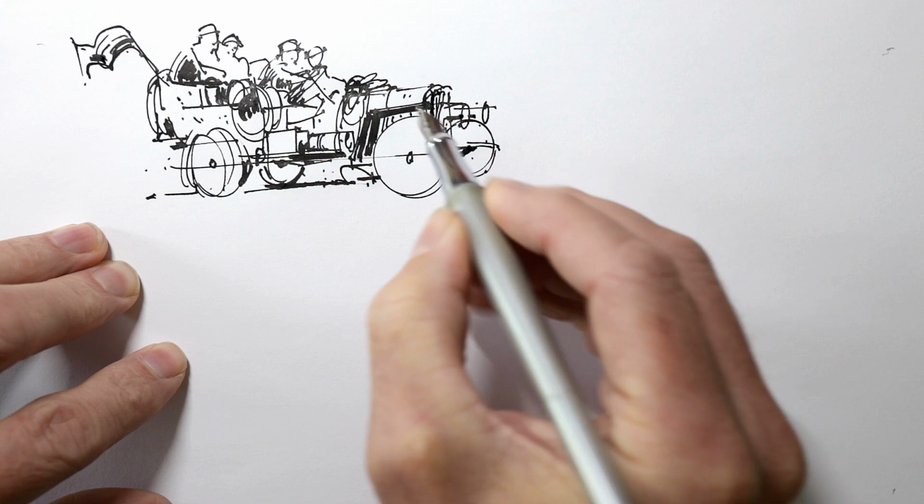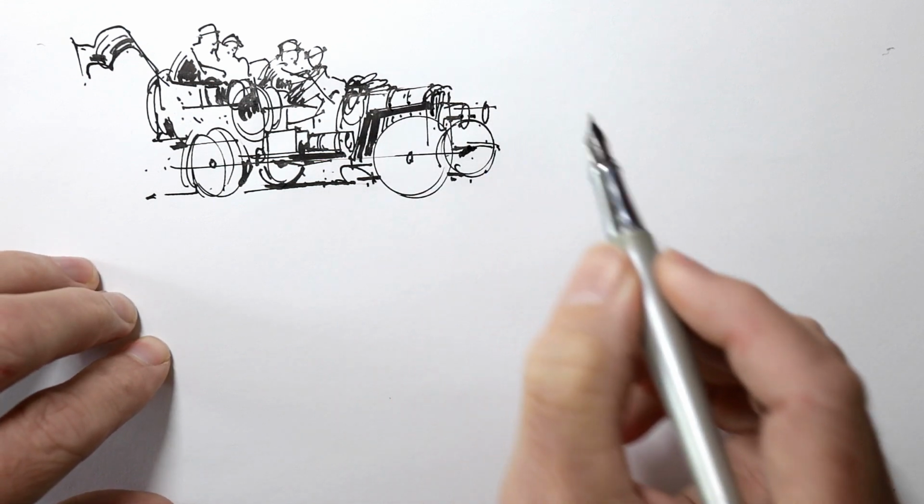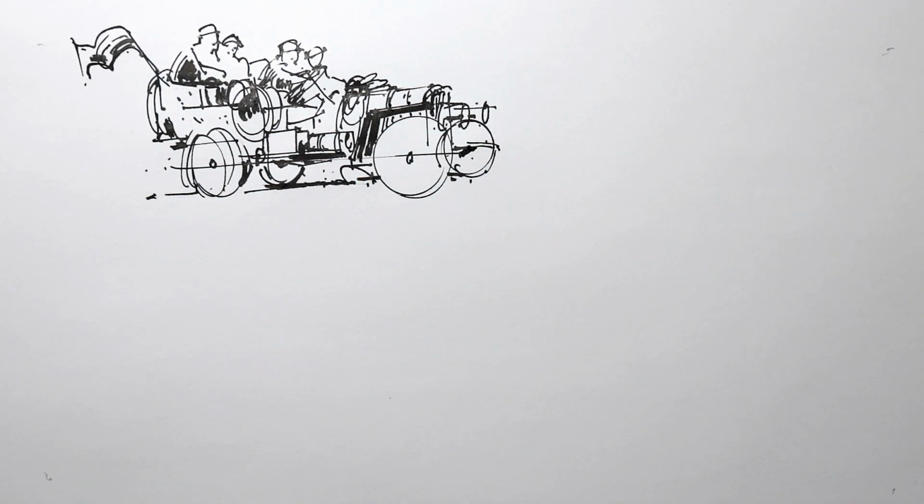So that's what I'm doing, just by drawing my own interpretations of the photos that are in front of me, I'm learning how the cars were put together, the proportions of those cars, and all the thousands of things that the teams piled on board to take with them, because this was a long race.